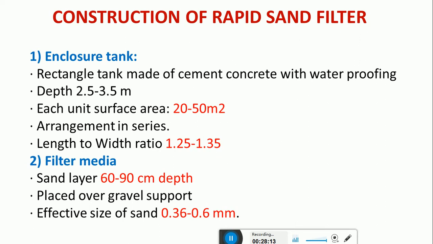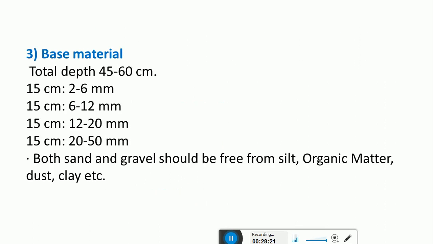It is placed over a gravel support. The effective size of sand is 0.36 to 0.6 mm. Then the base bed consists of 45 to 60 centimeter depth. The top layer of 15 centimeter consists of 2 to 6 mm gravel grains. The next 15 centimeter layer consists of 6 to 12 mm of the gravel bed, then 12 to 20 mm, then 20 to 50 mm. So gradation is done in the case of the rapid sand filter also, similar to the case of slow sand filter, to prevent the sand from washing out, and also it provides the base for the above sand layer.